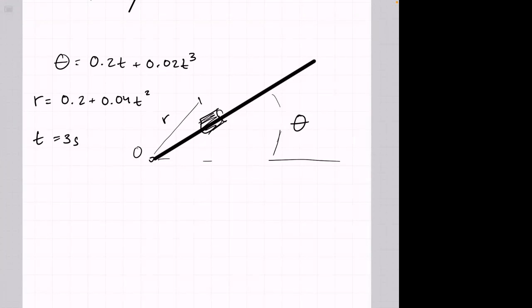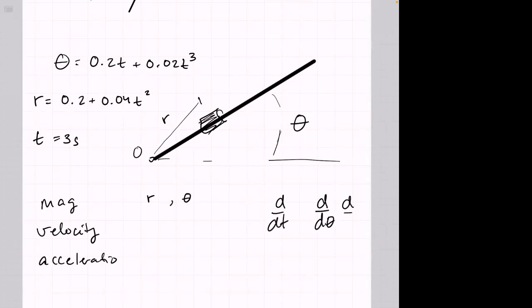So unlike before, where we had the time derivative of the unit vector, now we're actually just dealing with the angle instead of looking at the unit vector. What we're looking for is the magnitude, the velocity, and the acceleration of r and theta. Typically when I do derivatives, I'll write the whole derivative out so that you know what is under here.